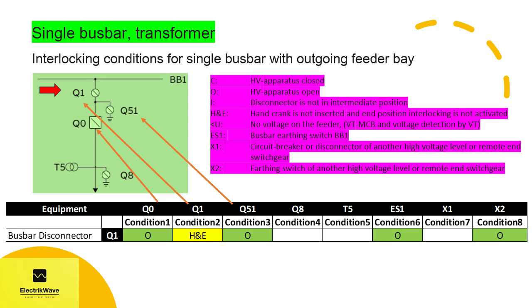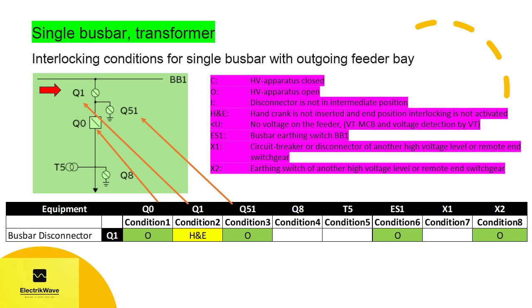Here, let's understand interlocking requirements between circuit breaker, disconnector, and earth switch for transformer bay. We will understand interlocking for busbar disconnector, circuit breaker or switch on both sides of the circuit breaker.